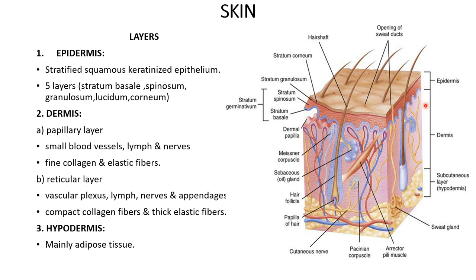So the skin constitutes 3 layers: the epidermis, dermis and hypodermis. Epidermis with its cell types and layers, dermis with papillary and reticular layers, and the hypodermis, which is the subcutaneous layer and constitutes adipose cells. We will discuss each layer in detail.